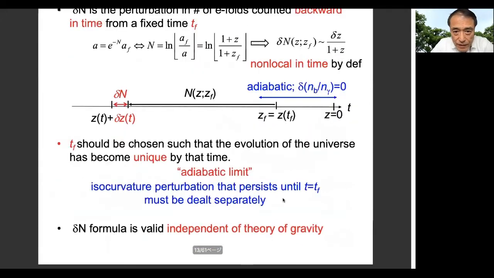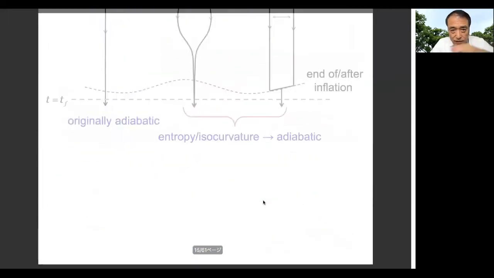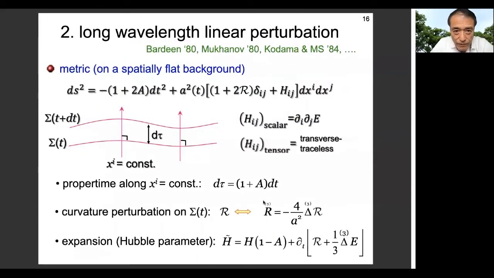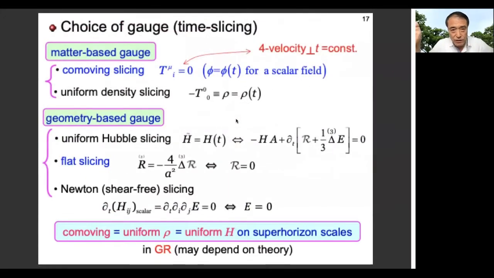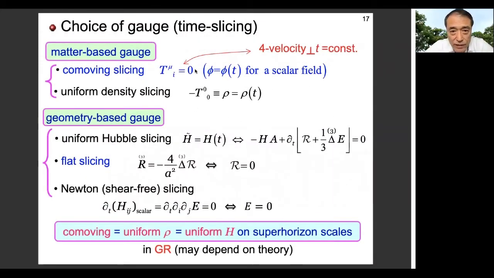Of course, this is only in the very long wavelength limit. As soon as it comes to small scales, these two will be different. But on large scales, the difference between these two becomes smaller and smaller. Okay, so that's the matter-based gauge, or matter-based slicing.